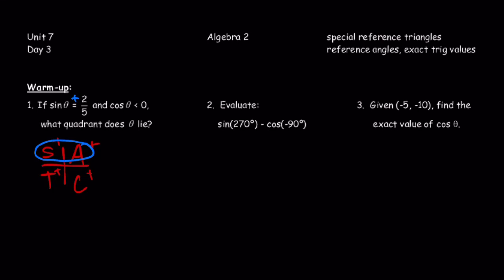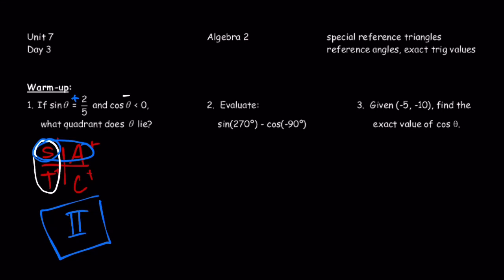Next, it wants to know where cosine theta is less than 0. So less than 0 is negative. You have to think about the two quadrants in which cosine is negative. It would be second and third quadrant. So my answer would be the quadrant we circled twice, quadrant 2.